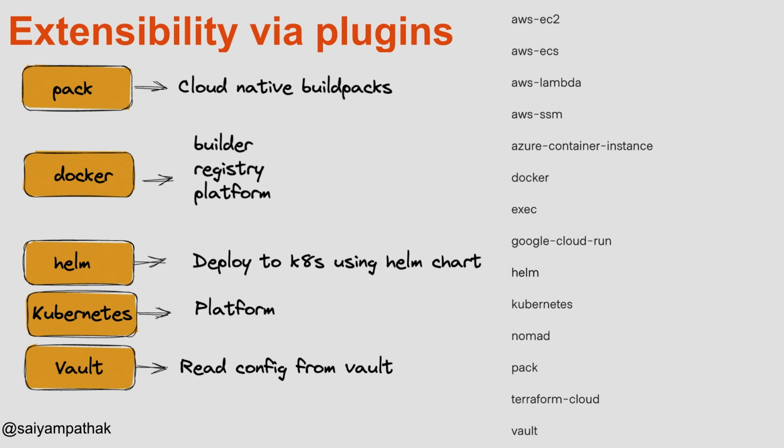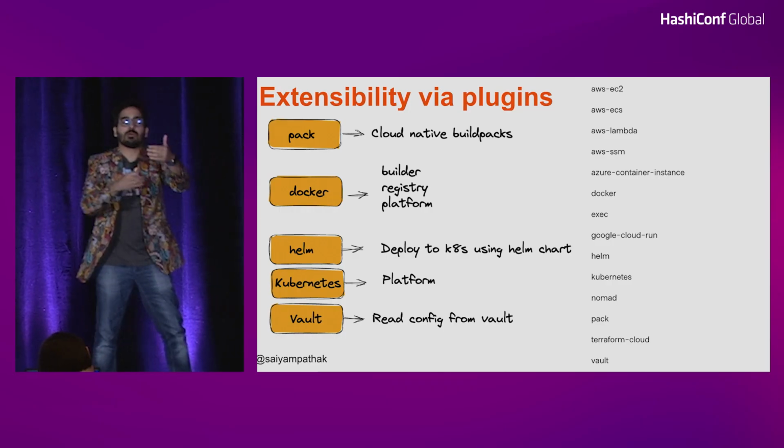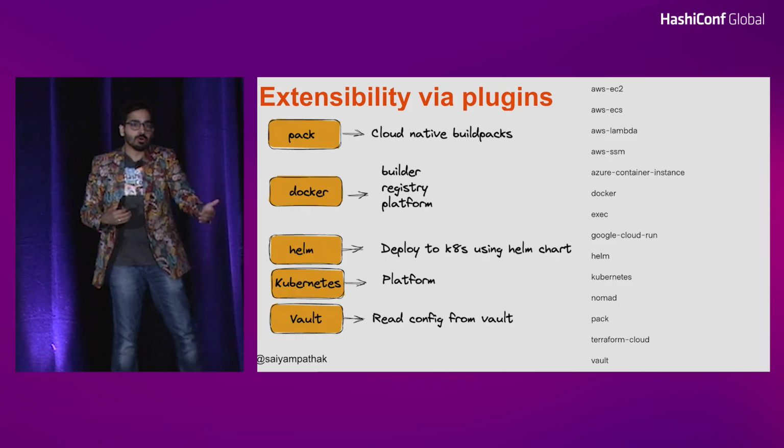As you can see, you have pack, for the cloud native buildpacks, so you can build your application using packs. You can build your application using Docker. You can use Docker as the registry for the artifacts that will be generated. You can also use Docker as the platform, so when you are developing locally, you can actually deploy to Docker. In the deploy stage, you can give that platform. You can use Nomad as the platform.